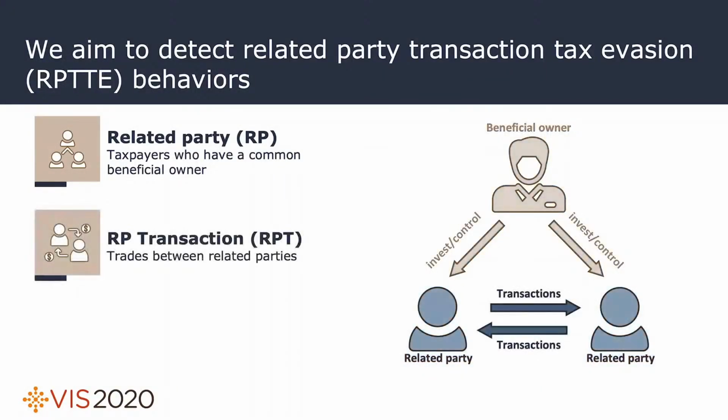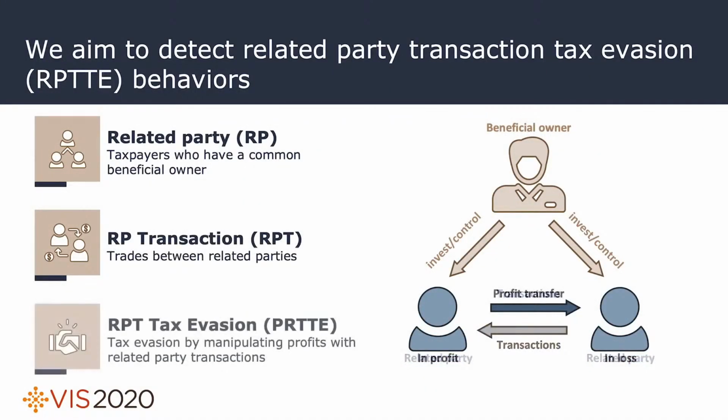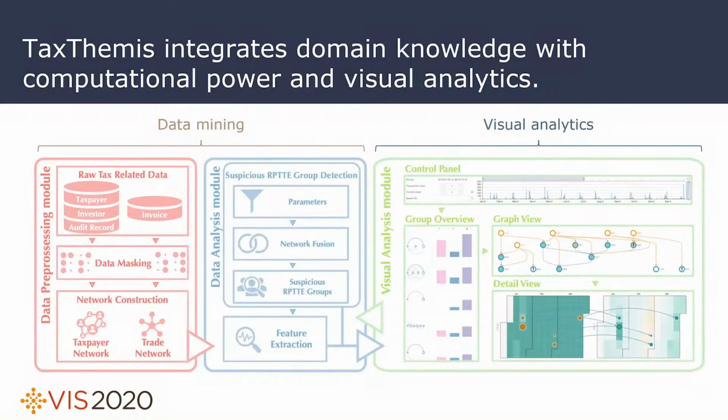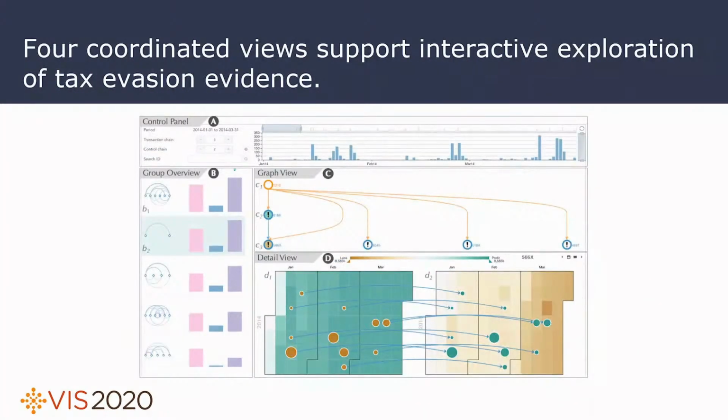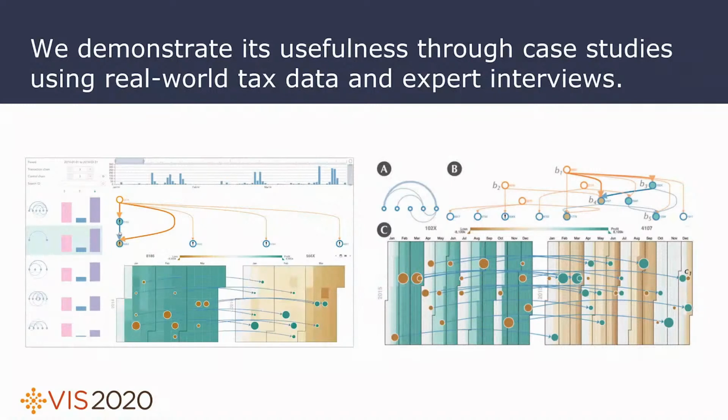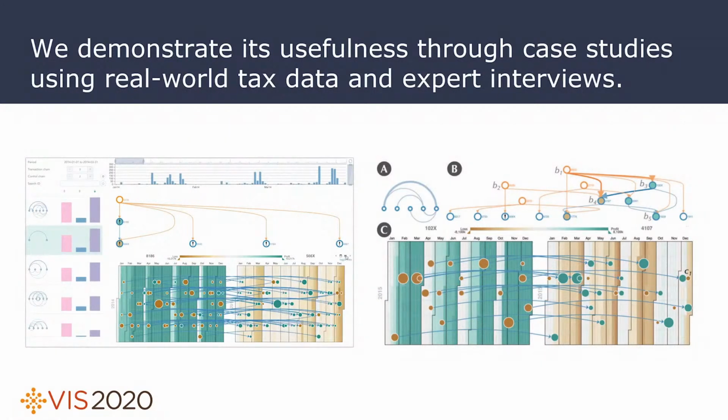Taximis is an interactive visual analytic system to help tax officers identify suspicious tax evasion groups. The system integrates the traditional data mining algorithm and visual analytics techniques. 4 coordinate views are provided to support interactive exploration of tax evasion evidence. We demonstrate its usefulness through case studies using real-world test data and expert interviews.